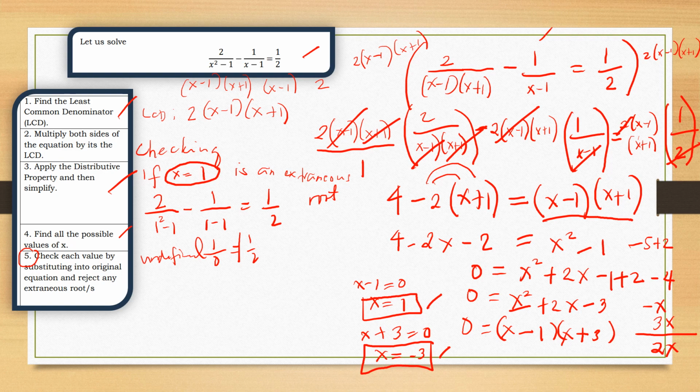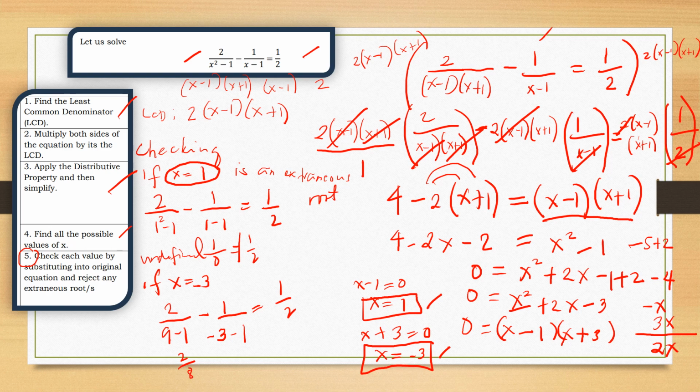I-check natin kung ang negative 3 ay totoong solution ng given equation. If x is equal to negative 3, having this 2 over 3 squared, 9 minus 1, minus 1 over 3... negative 3 pala. So, 9 pa rin yan because negative 3 times negative 3 is still positive 9. And then, negative 1 over negative 3 minus 1 equals 1 half. So, this will be 2 over 8.